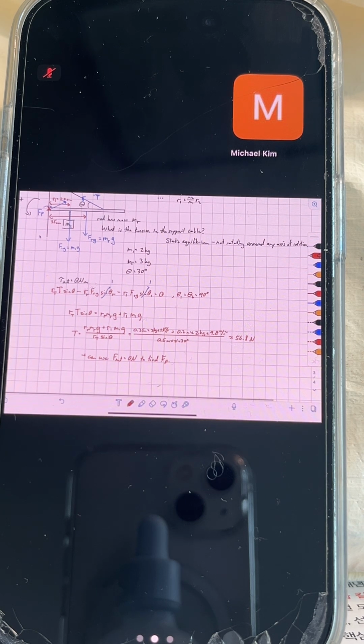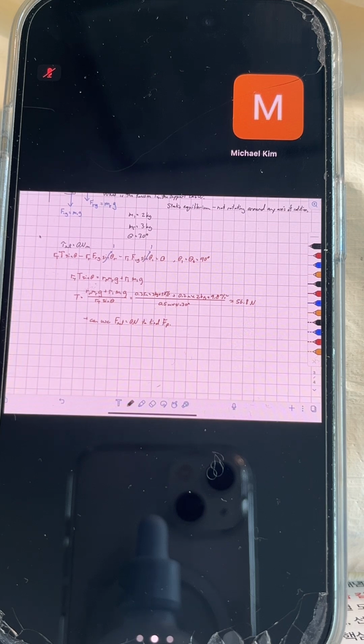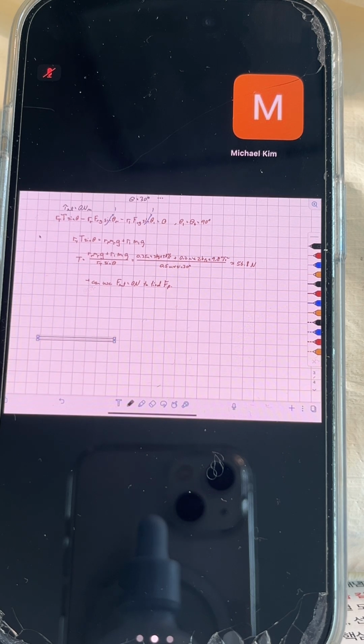Questions on this? The other type of problem we had with this was like this one, where you had a couple of ropes.